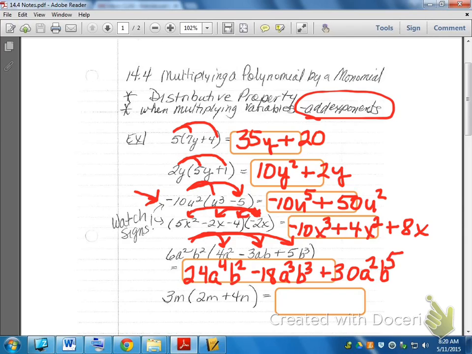Okay, 3m times the quantity 2m plus 4n. This one's a little bit, I think it's just because it's different letters. So let's distribute that. 3m times 2m. So 3 times 2 is 6. And m times m is what? m to the second. And then 3m times 4n. So 3 times 4 is 12. And the m doesn't have a partner, so you bring it. And the n doesn't have a partner, so you bring it down. And there you go. 6m to the second plus 12mn. And that is it. That's multiplying a polynomial by a monomial.